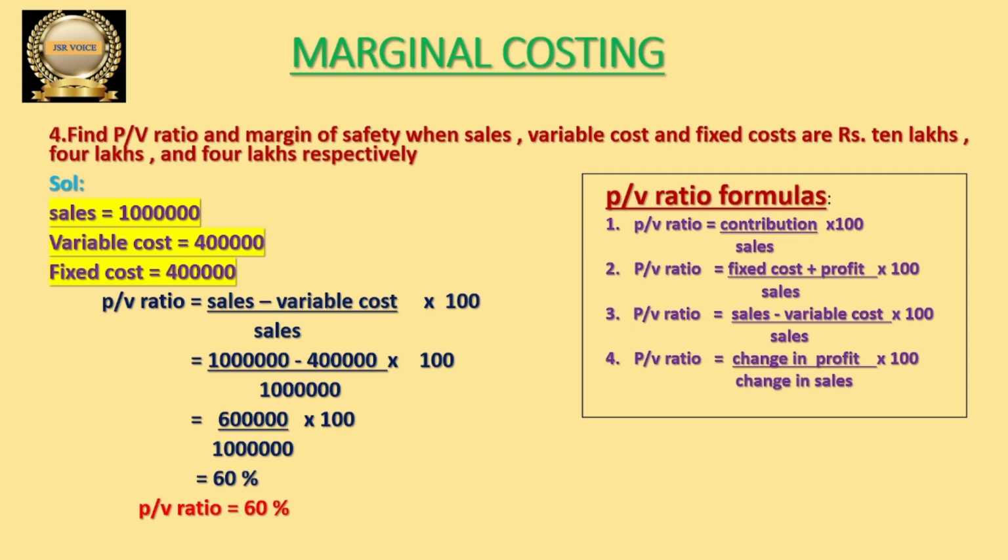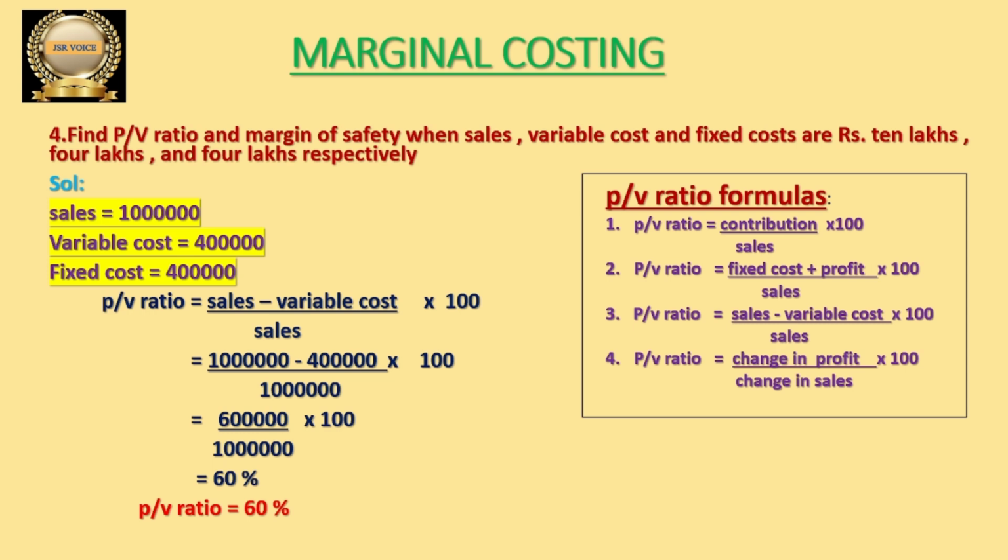First formula is PV ratio is equal to contribution by sales into 100. There is no contribution, so leave it. PV ratio is equal to fixed cost plus profit. We have fixed cost. Profit is not there, but sales is there. Okay, one item is missing, so leave it. Don't take that formula also. Let us go to third one.